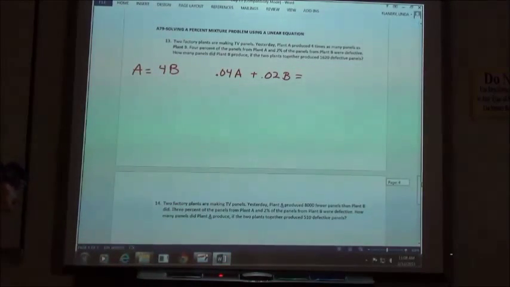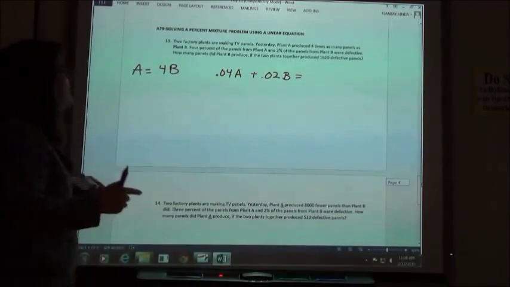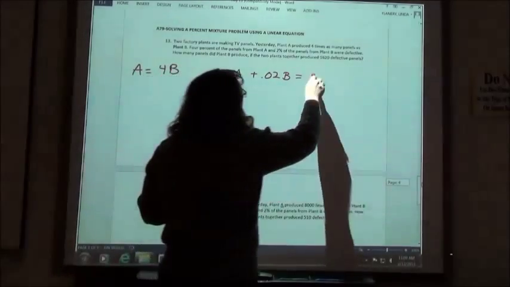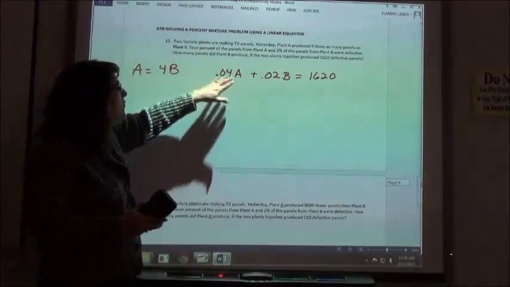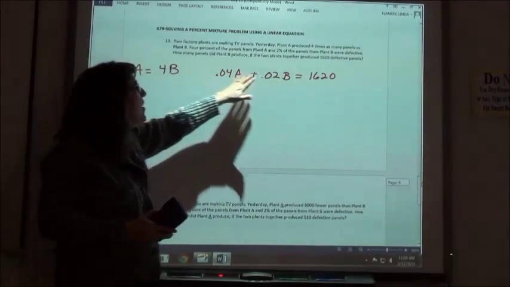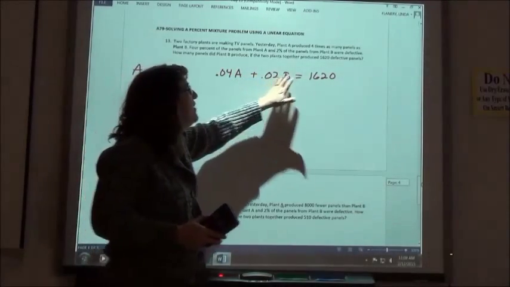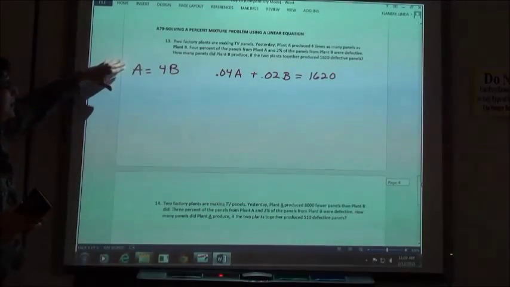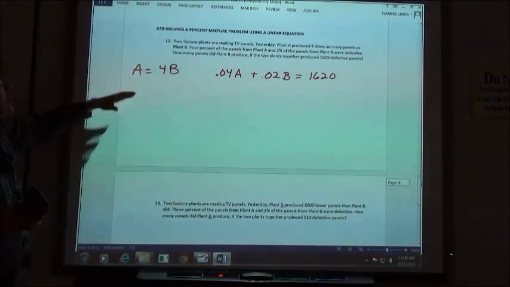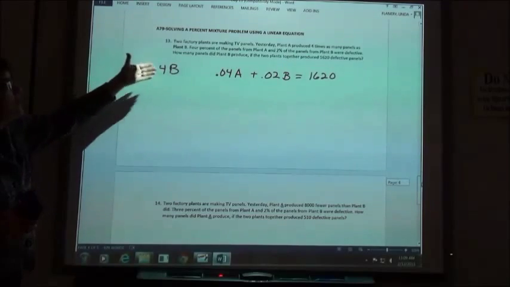How many panels did plant B produce if the 2 plants together produced 1,620 defective panels? So 4% from A were defective, 2% from B were defective. That was the total of the defective panels. So again, this one we can solve by substitution since they said A was equal to 4 B's.